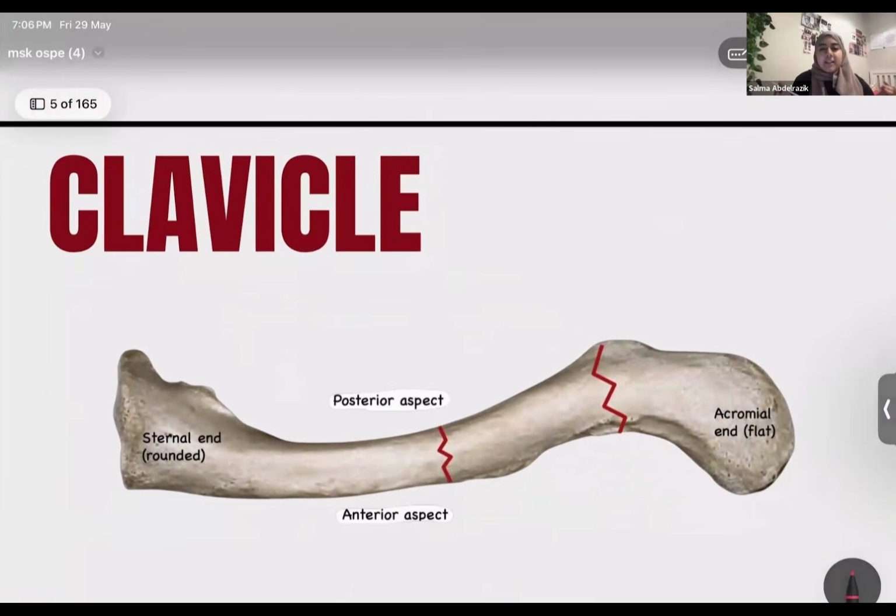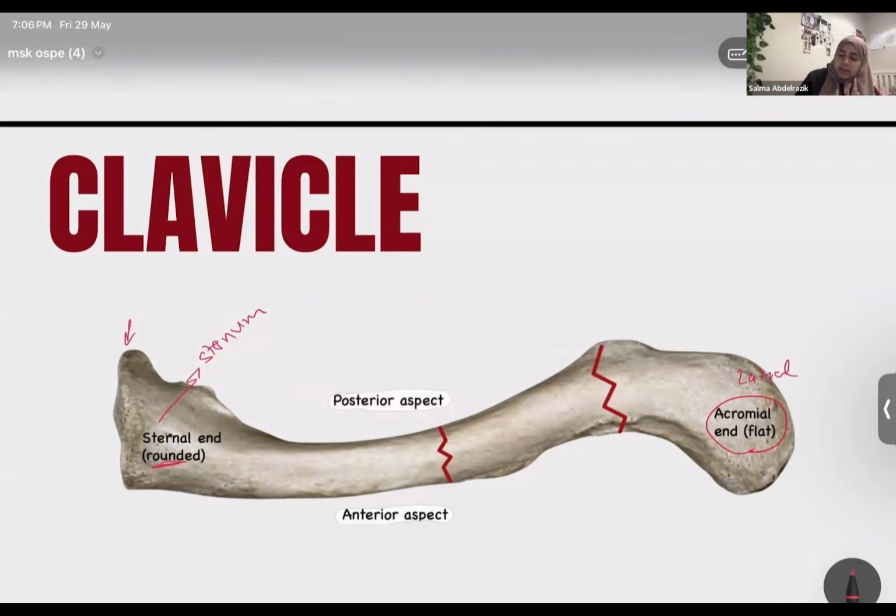The clavicle looks exactly like this. It's just a small bone that has two sides. We have a sternal end, which comes from the term sternum, because it attaches to the sternum from that side, and it's rounded. And then you have the acromion end, which is the lateral part, because laterally you have the acromion, and that's where the clavicle attaches to the acromion, from the acromial end.